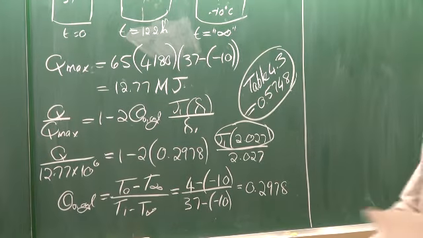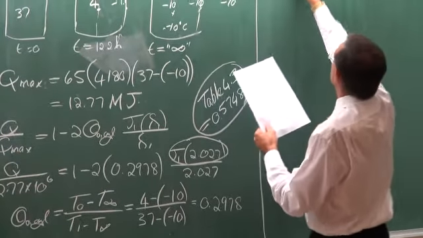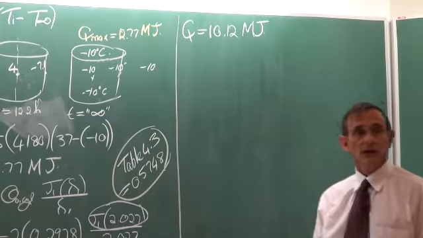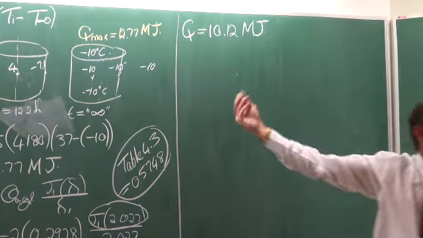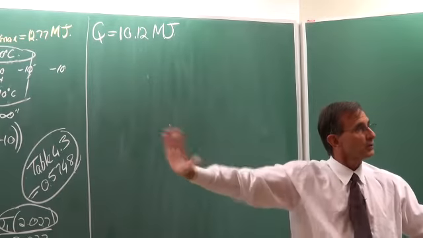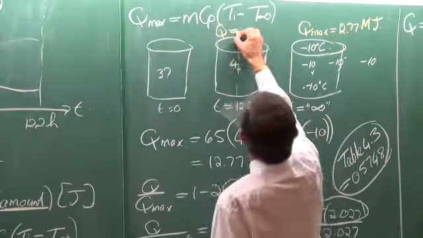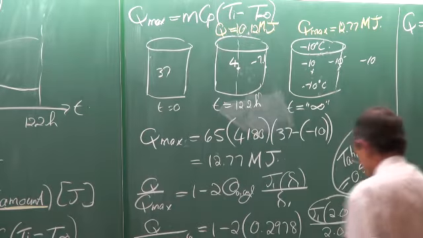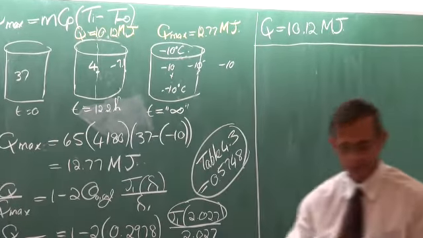Okay. So the only unknown is the Q. And Q is equal to 10.12 megajoules. Again, the sanity check: if that value would be more than 12.77, you know something is wrong. Okay. So Q would be 10.12 megajoules. And that's the third part of the question.